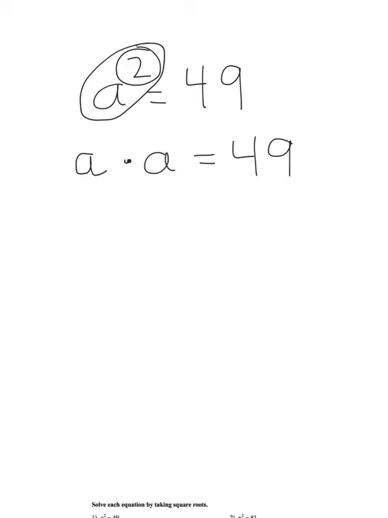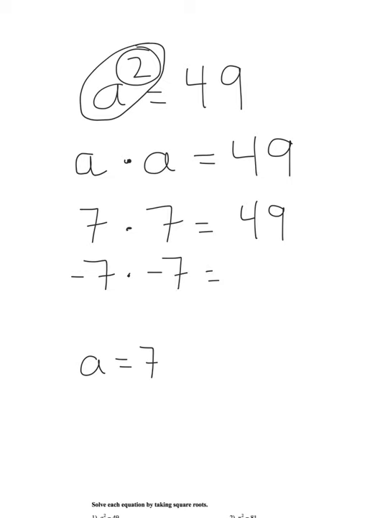So what number, when multiplied by itself 2 times, gives you 49? There are actually 2 numbers. One is 7. So 7 times 7 is equal to 49. So we know that a will equal 7. The other number, when multiplied by itself to give you 49, is negative 7. So negative 7 times negative 7 is equal to positive 49. So a is both equal to 7 and a is equal to negative 7.